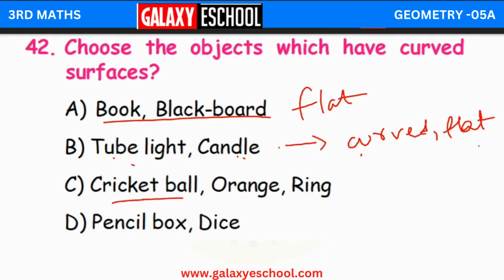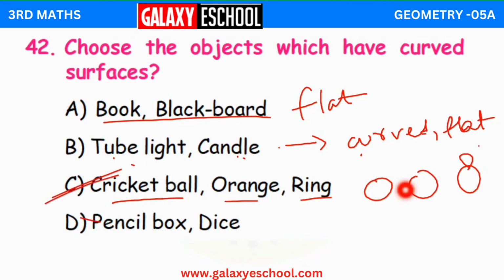Coming to option C, cricket ball, orange and ring. These three are in the shape of a sphere. So these have only curved surfaces. So option C becomes our correct answer. I hope this is clear, children.